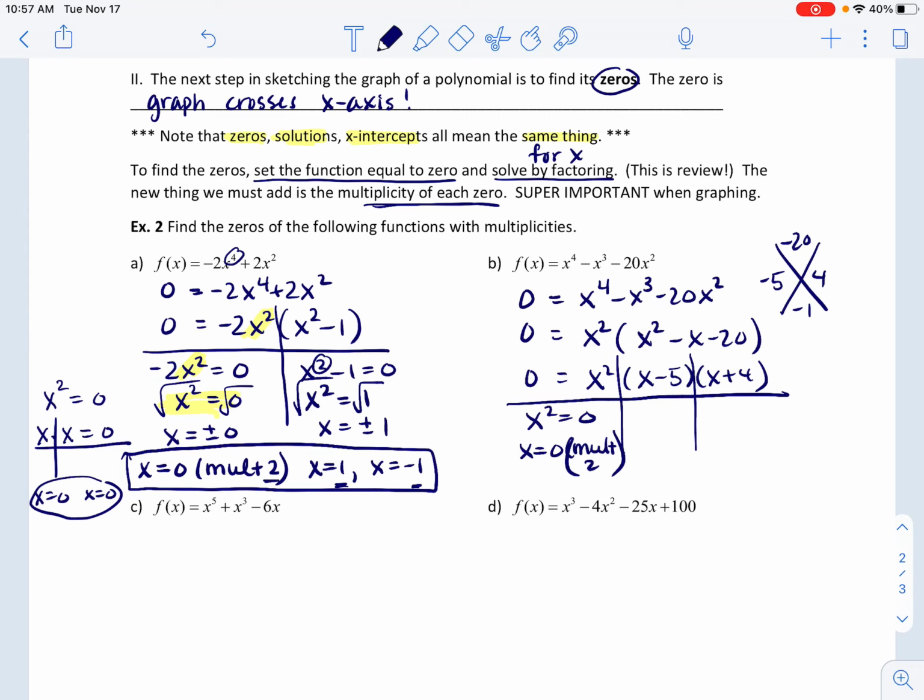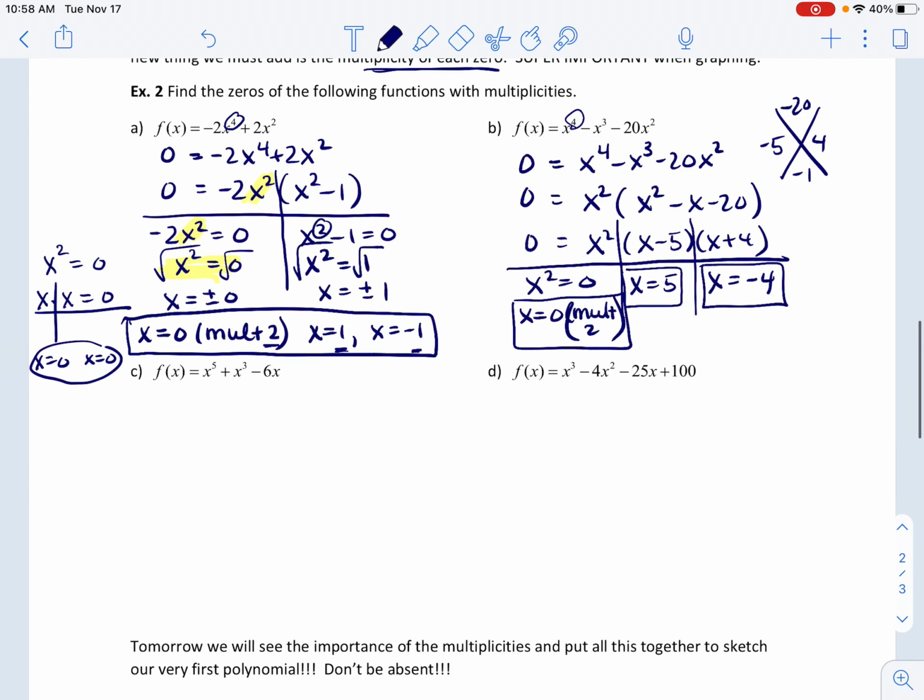Okay, it's really ugly, but it's okay. If I set x minus 5 equals 0, I'm going to get x equals 5. There's just one answer there. If I set x plus 4 equal to 0, I'm going to get x equals negative 4. So my final answers should be x equals 0 with multiplicity 2, x equals 5, and x equals negative 4. Notice I have 4 answers total. It should always add up.